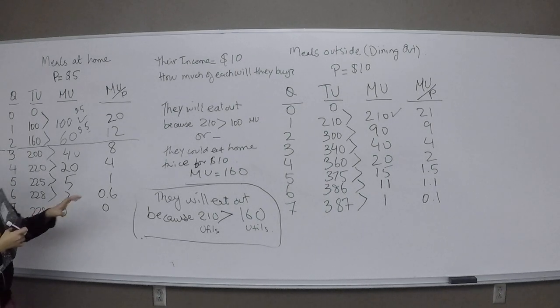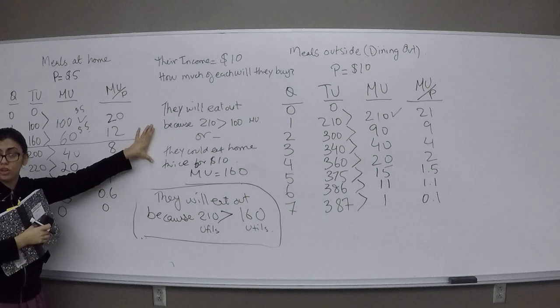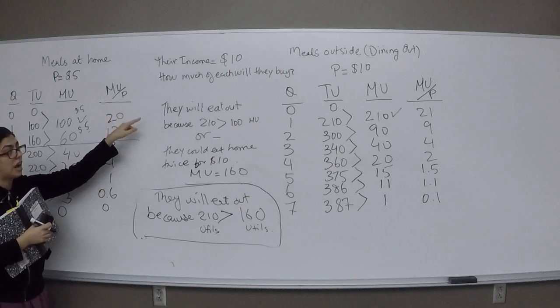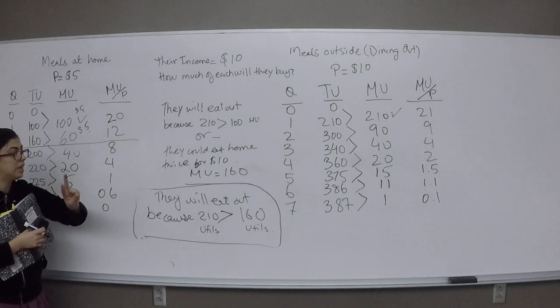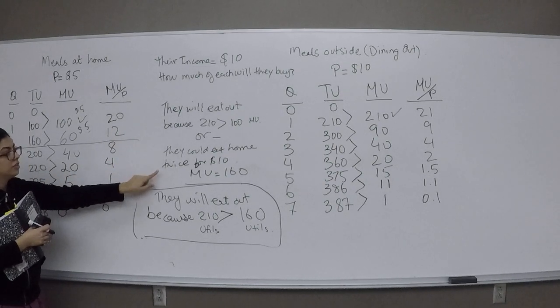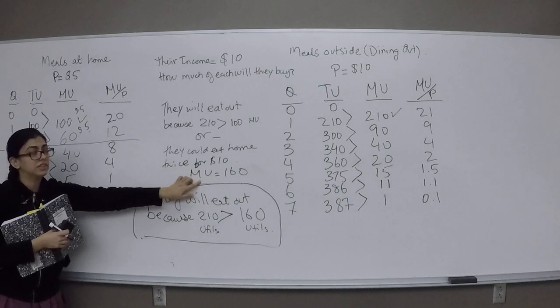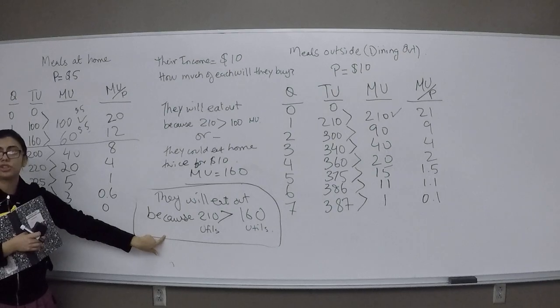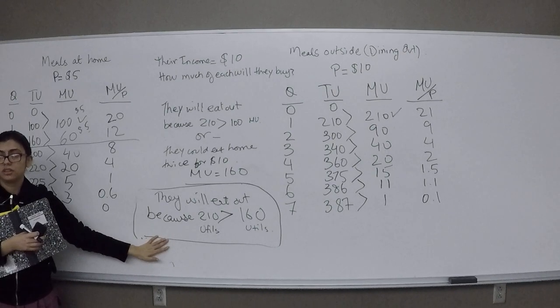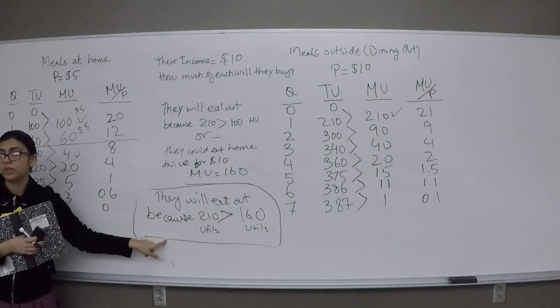Zero? So these were the two choices they could do for $10. They could eat one meal out for 210 satisfaction, or they could eat two meals at home for $10, so 160. Now you compare, and this one has greater utility, so they will choose to eat out. This is the answer. Everybody got that?